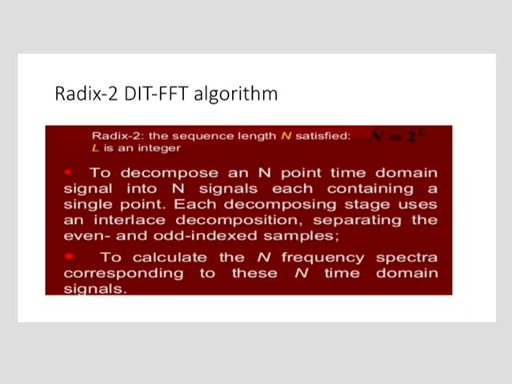Radix 2 DIT FFT algorithm. For radix 2, the sequence length n is given by n equal to 2 raised to L, where L is an integer. First, decompose the n point time domain signal into n signals, each containing a single point. Each decomposing stage uses an interlaced decomposition, separating the even and odd indexed samples. Then calculate the n frequency spectra corresponding to these n time domain signals.